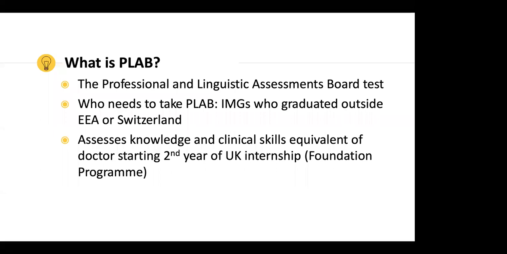And in terms of who needs to do the PLAB exams, it's generally international medical graduates who have graduated outside the European Economic Area, which is what EEA stands for, or Switzerland. And you generally undertake these exams if you want to practice medicine in the UK. There are alternative routes, but for today, we'll just be discussing the PLAB route.